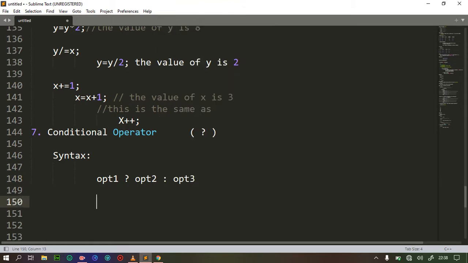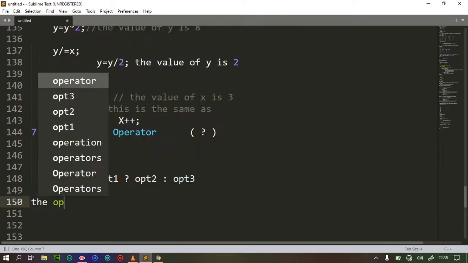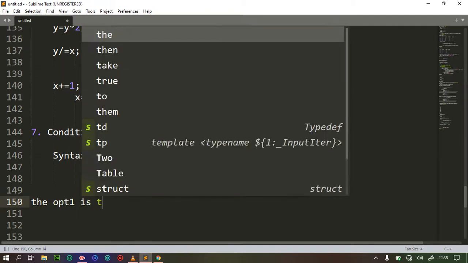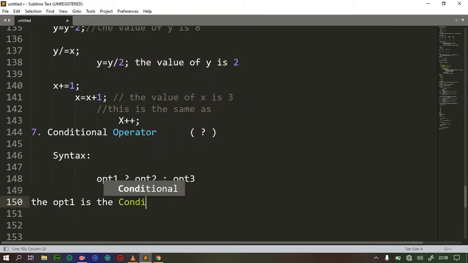Now operand 1 is always the condition. Operand 1 is the condition under testing. Someone is asking, but really, do I need to know all these things?